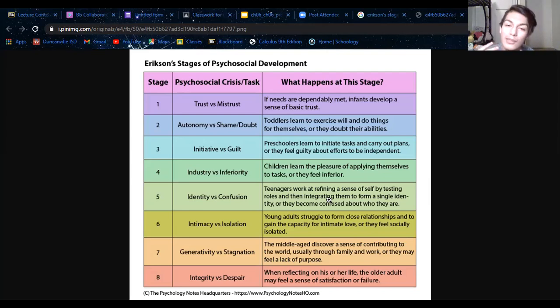This is kind of what they're trying to say. If they don't take initiative and don't feel the pleasure of applying themselves, they can feel inferior or just not useful, if that makes sense.